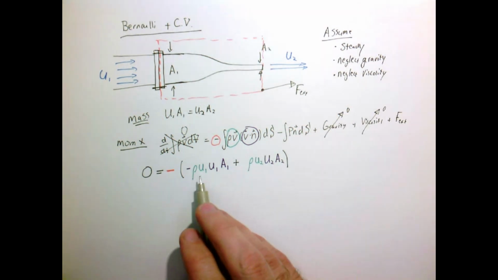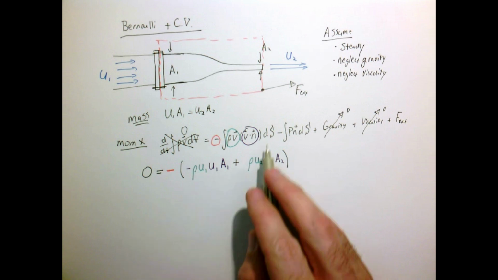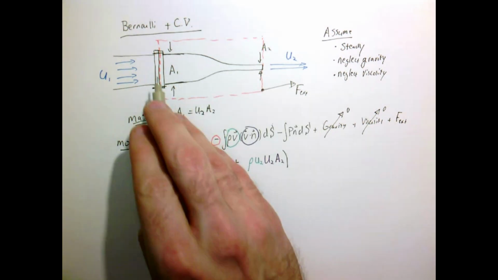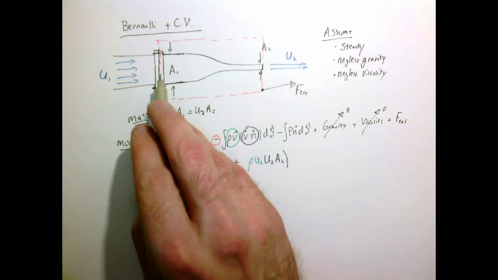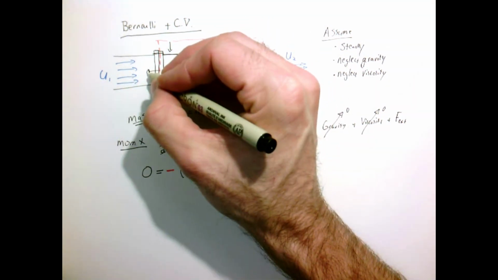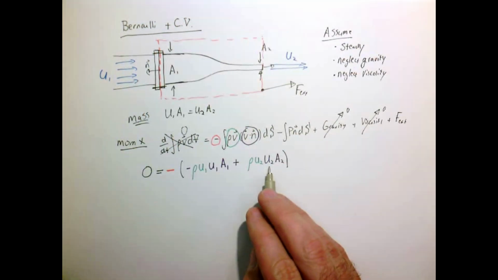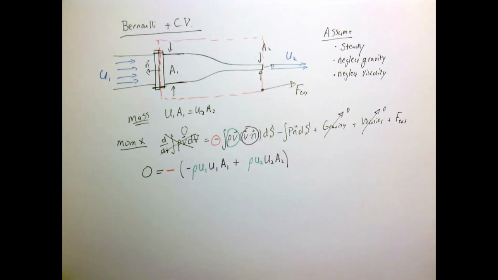So as before, we have the sign of rho u, which is going to be u1 and u2 at entrance and exit. We're going to have u dot n being negative here because our normal vector points out. We're going to have u dot n being positive on this side because the normal vector points out. So we've seen all this before. Now let's do the pressure.